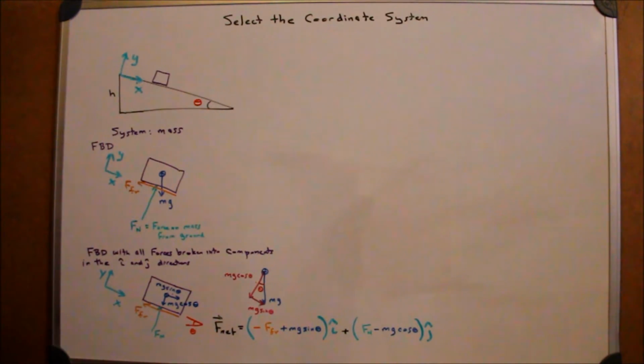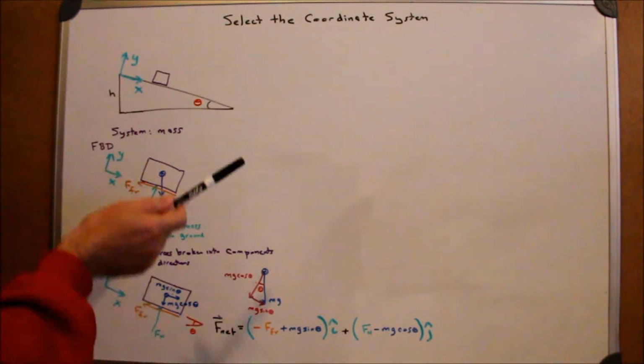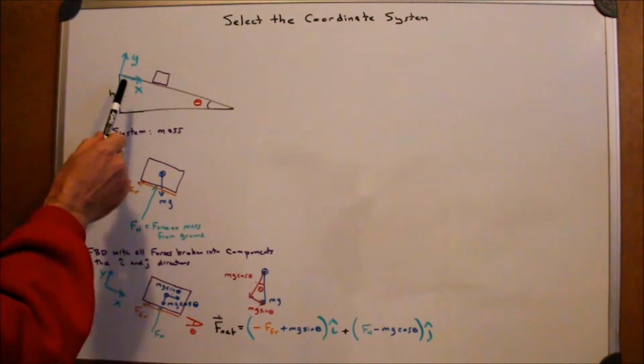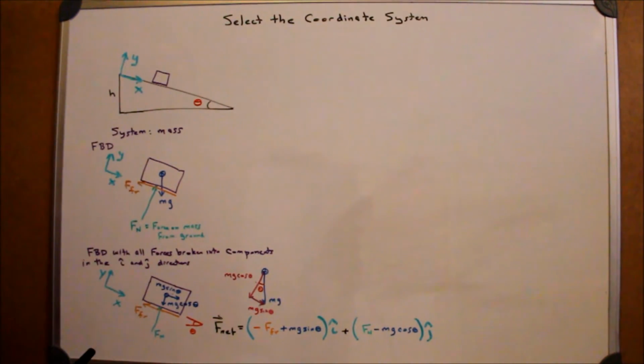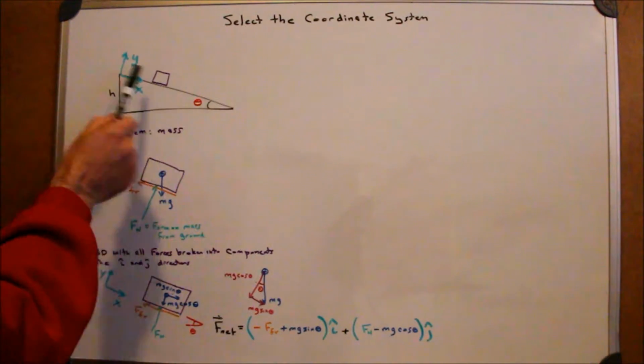When solving a physics problem, selecting the coordinate system is a very important way to help really simplify a problem. So we're going to talk about two types of things. The first one to talk about is something going down a slope, like this.